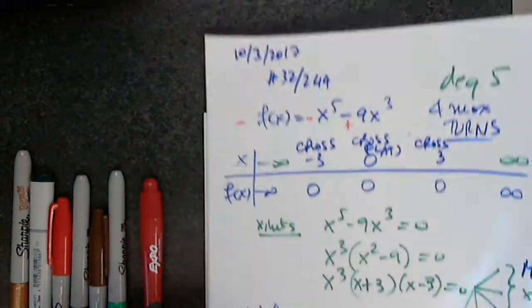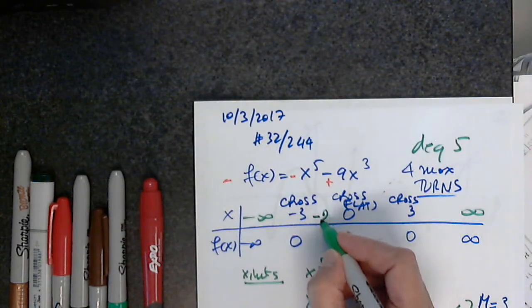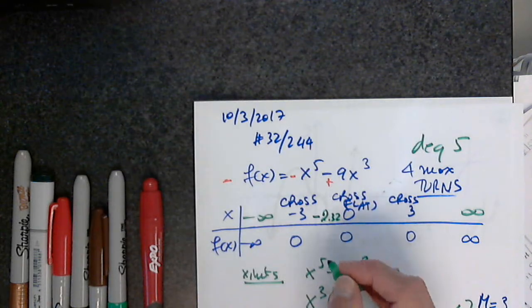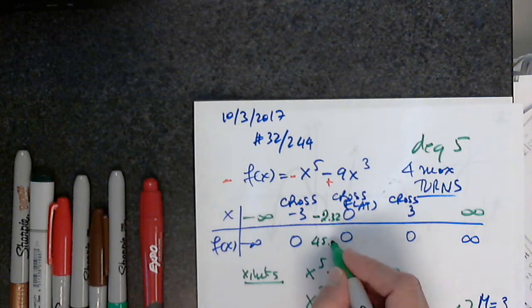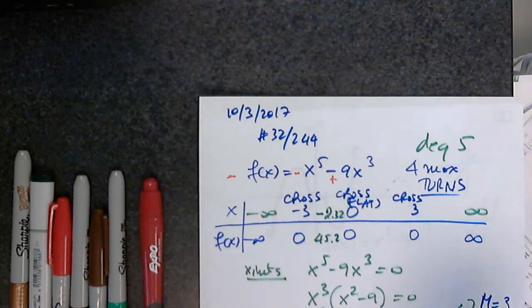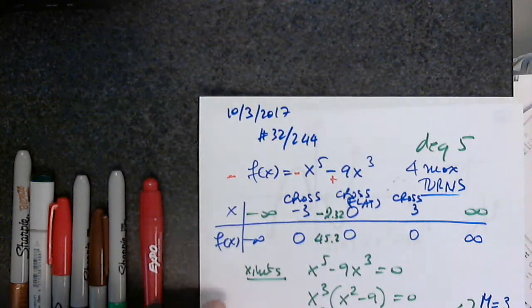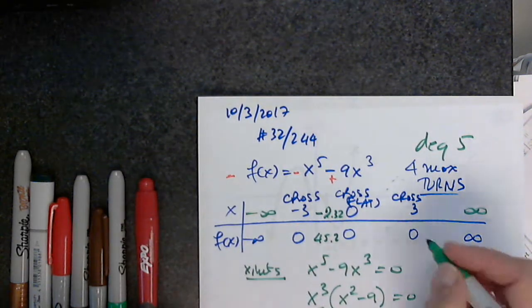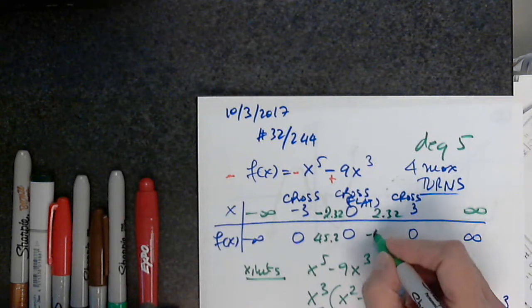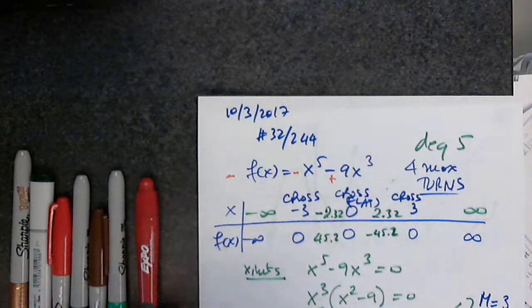I'm going to go back to my chart. So this is negative 2.32, and I get 45.2. Can anyone give us the minimum? I refuse to determine it. 2.32, negative 45. Very good. That's it. Of course. Why?